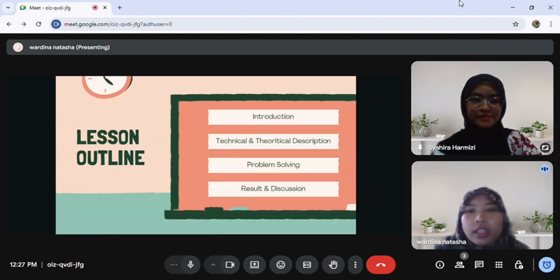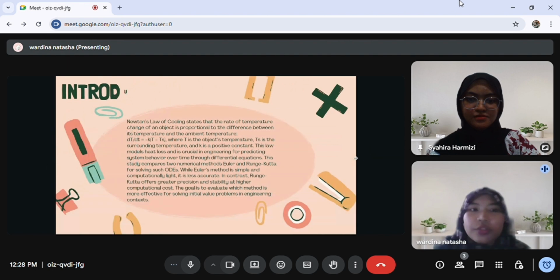So we will be talking about this content, which is introduction, technical and theoretical description, problem solving, and also result and discussion. For the introduction, Newton's law of cooling shows how it is used to model heat loss and predict temperature changes over time. It introduces two numerical methods, the Euler method and Runge-Kutta, for solving the related differential equation. Euler's method is simple but less accurate, while Runge-Kutta is more precise and stable, though more computationally expensive. The study aims to determine which method is more effective for solving engineering problems involving initial values.